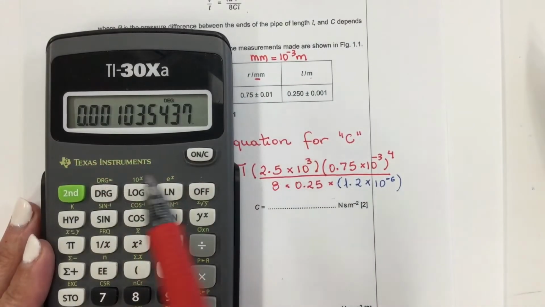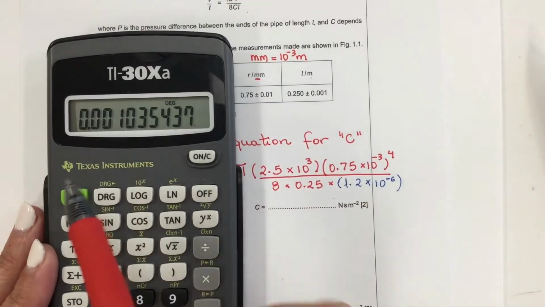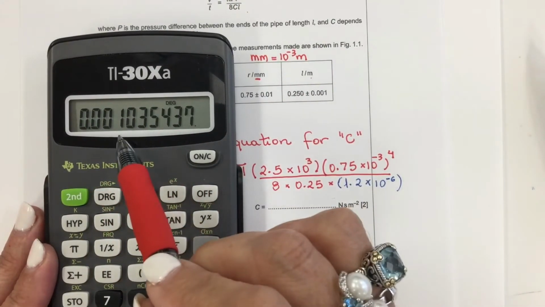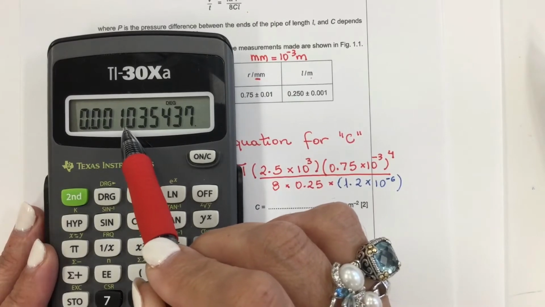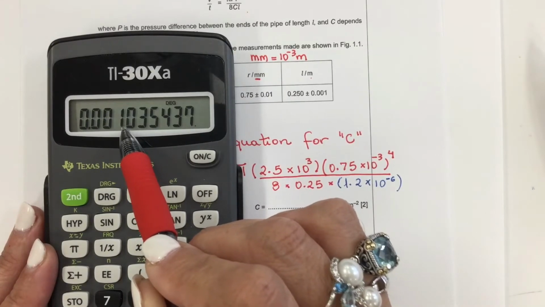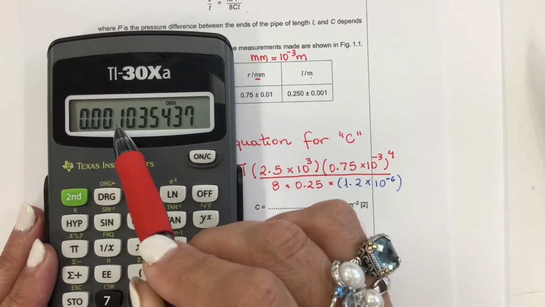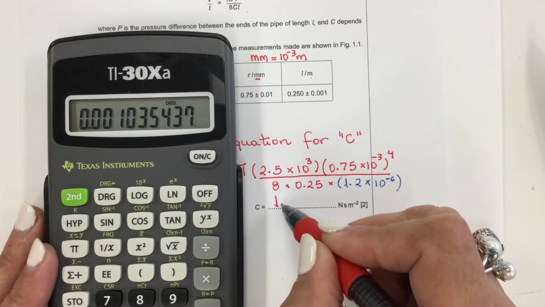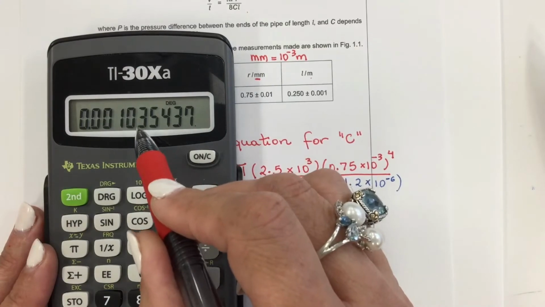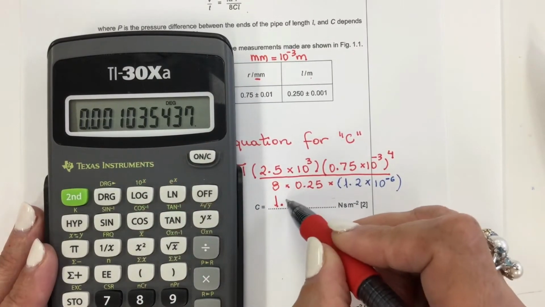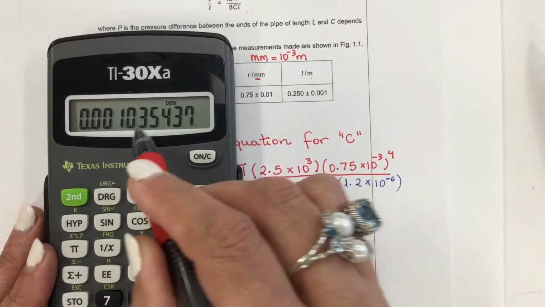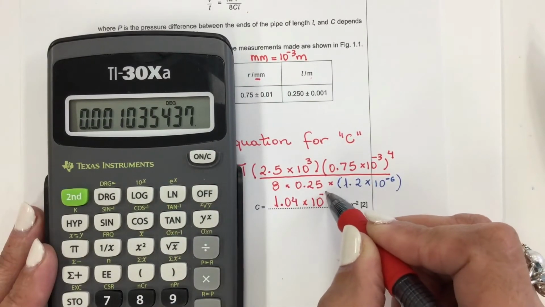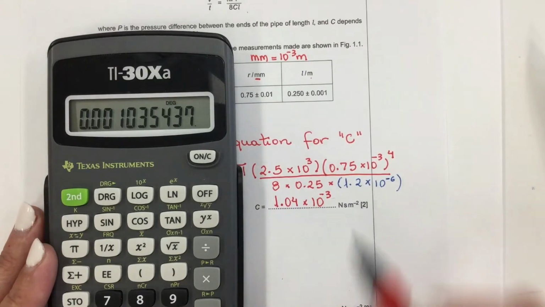Now I'm going to write this result using scientific notation, which means I may have to move my decimal right here to this location. So 1, 2, 3. So this is 1 point, let me round this to 0.4, okay, 0.4 times 10 to the minus 3, and this is the unit.